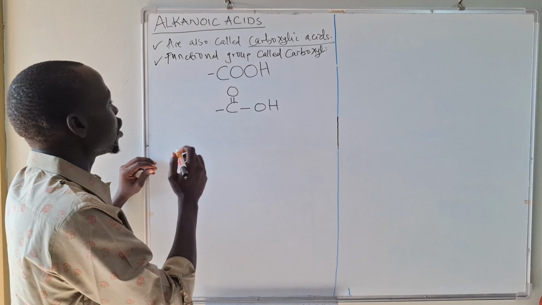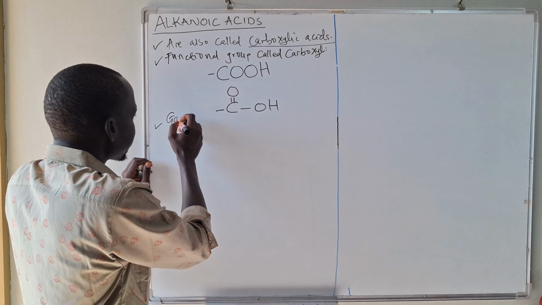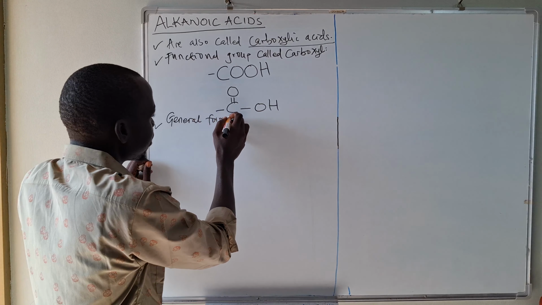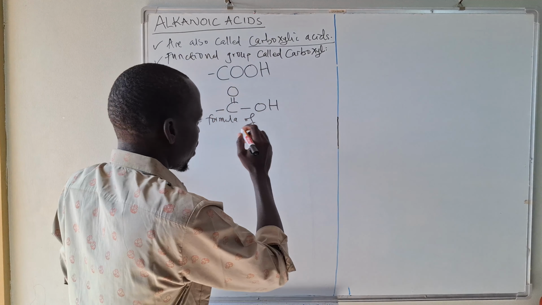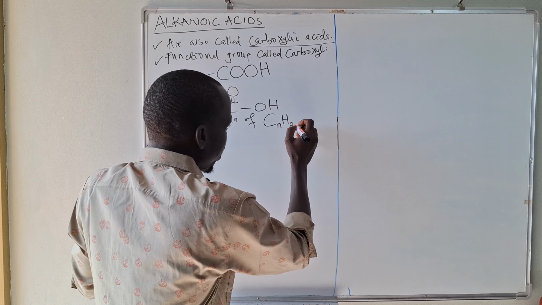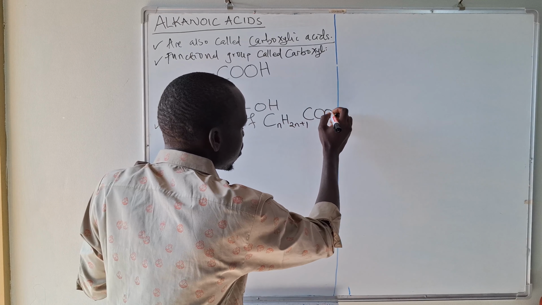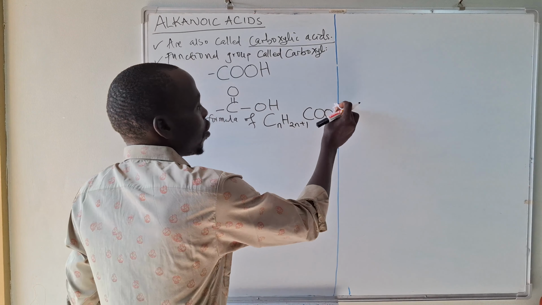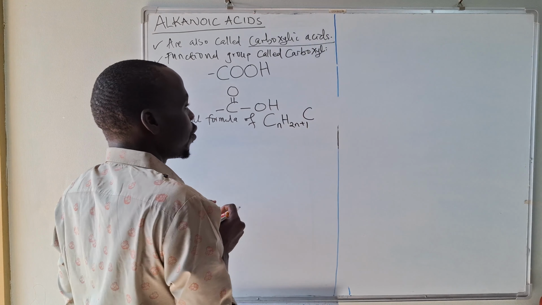Then again, what do we need to know about alkanoic acids? They have a general formula of CnH2n+1COOH. So this becomes what we call the general formula.